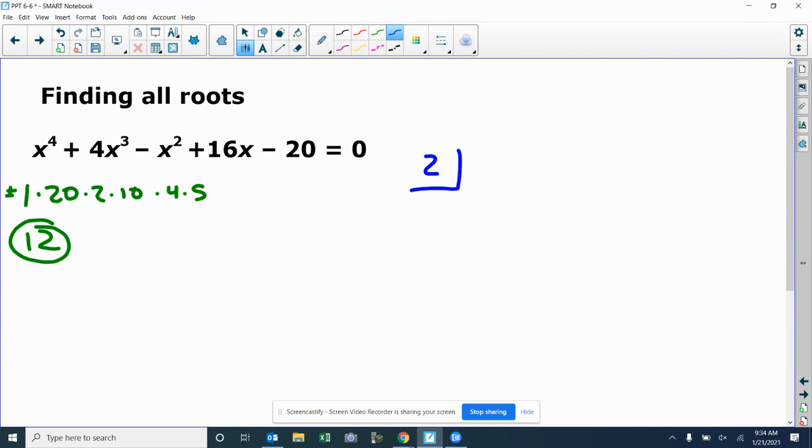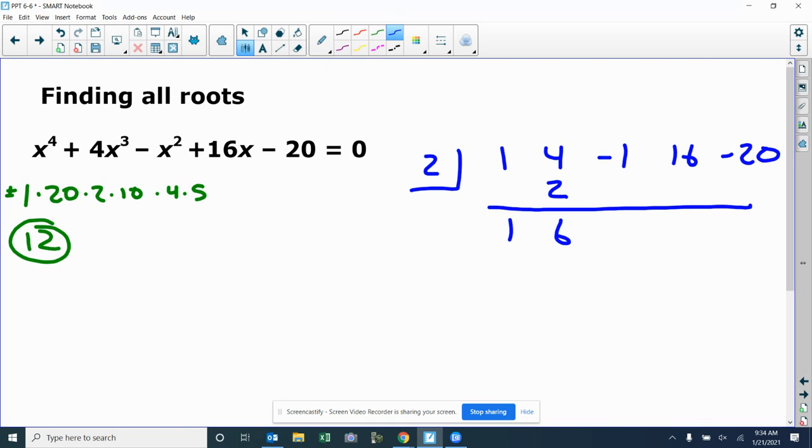Okay, we'll put positive 2 in the box. 1, 4, -1, 16, -20. 1 down, that gives me 6. Oops, is that right? That gives me 6, that gives me 12, that gives me 11, that gives me 22, that gives me none. Positive 2 did not work. So if you're checking off your boxes, you might want to say 2 doesn't work.